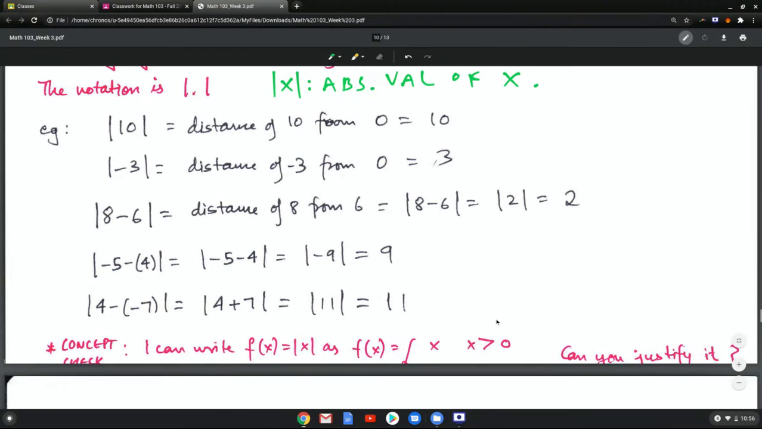So concept check here, sorry, this did not scan properly, but this is saying I can write this function as a compound function in the following form. I can say this is x when x is greater than 0 and negative x when x is less than or equal to 0. Question is, can you justify this definition? Why does it work or does it work? And if it does, why?